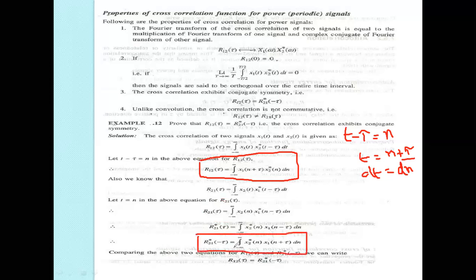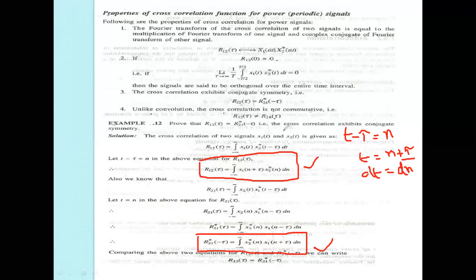R21 star of minus tau is similar to this function, the integral of x2 star of n, x1 of n plus tau dn. So these two signals are equal when I change the first signal into the second signal and the second signal into the first signal, and replace tau with minus tau. Then only both are equal.